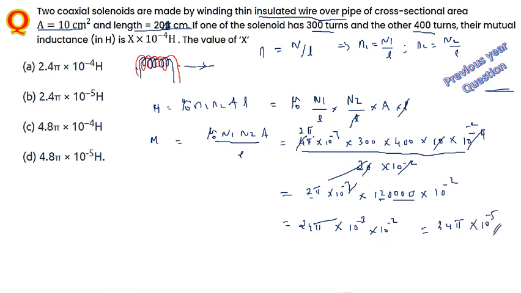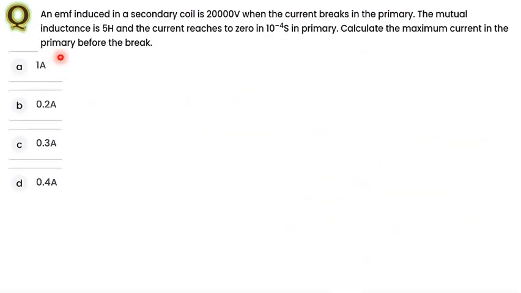But what they have given, this is the mutual induction in Henry, but in all the cases they have given in 10 power minus 4. 10 power minus 4 means 2.4 into pi into 10 power minus 4 Henry. So that is the answer in this case. Additionally, fortunately they have given the hint 10 power minus 4, so whichever option matches is the answer.